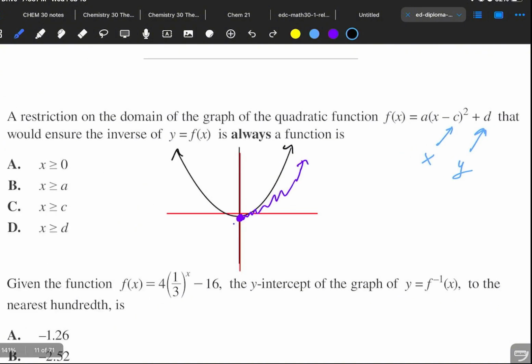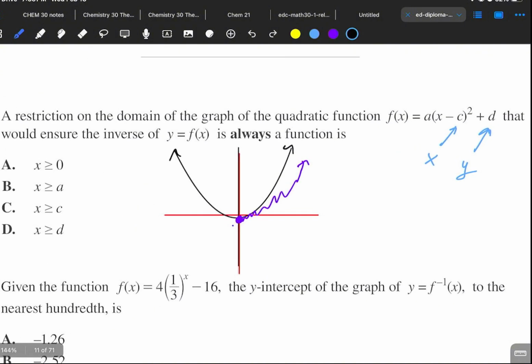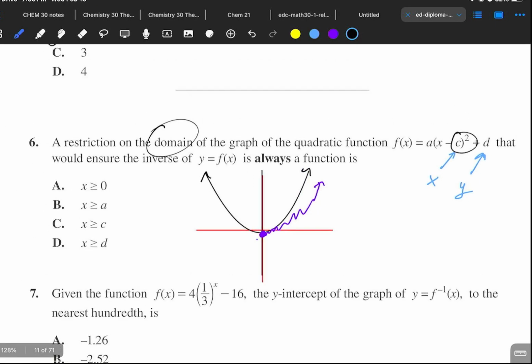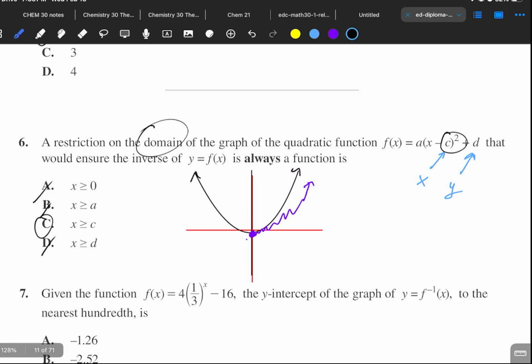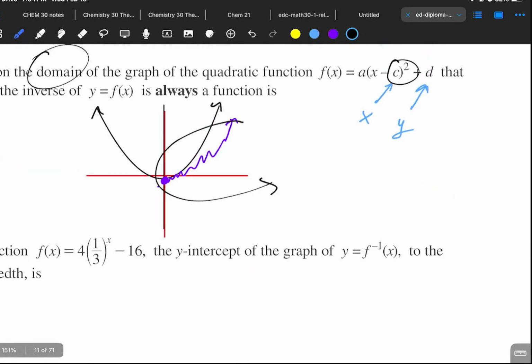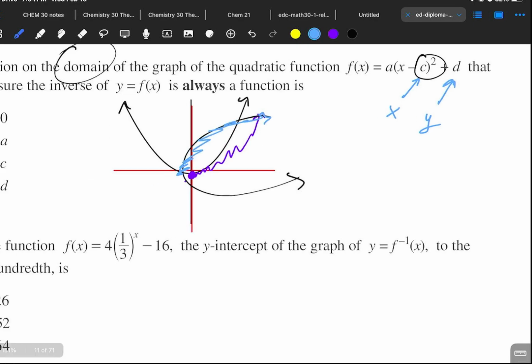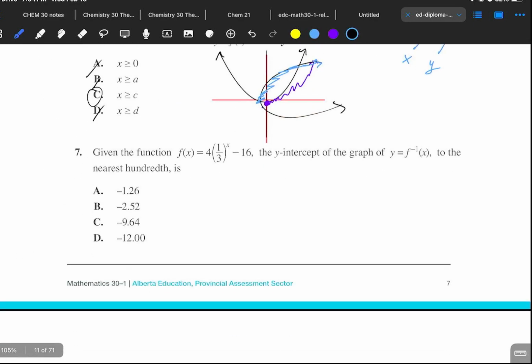So you have to look for a line that's greater than the x value of our vertex. So we're restricting the domain. So it has to do something with c. So again, the only one that has something to do with our vertex is going to be c. As if we were to inverse this graph here, restricting the domain to greater than the vertex, you'd only get half of this graph. That's why our answer here should be c.